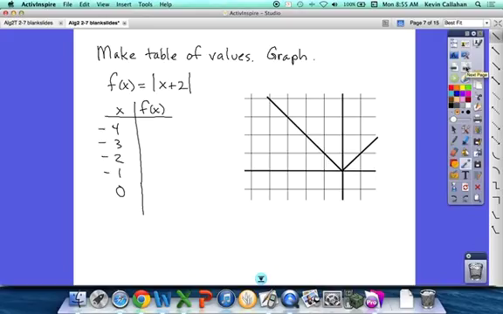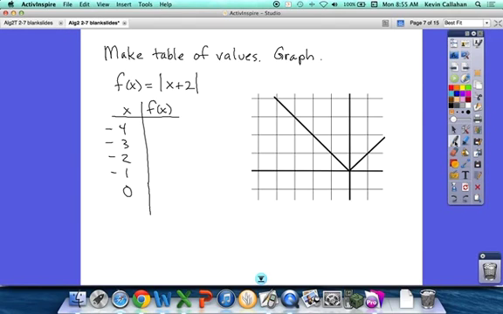Okay, next, let's see what happens when we graph the function, the absolute value of x plus 2 inside, right? Now it's not after the function, it's actually inside the function. When I put in x equals -4, then -4 plus 2 is -2, and then you take the absolute value, +2, right? I'm still on the line.